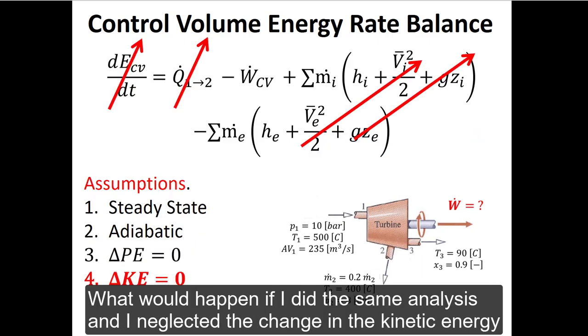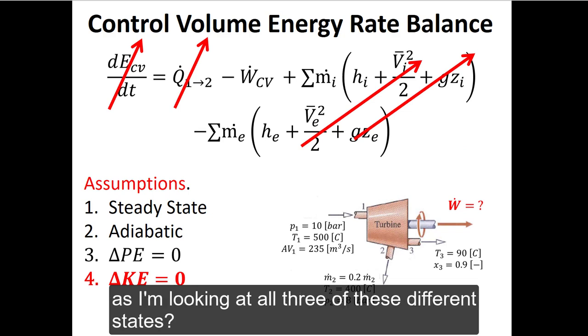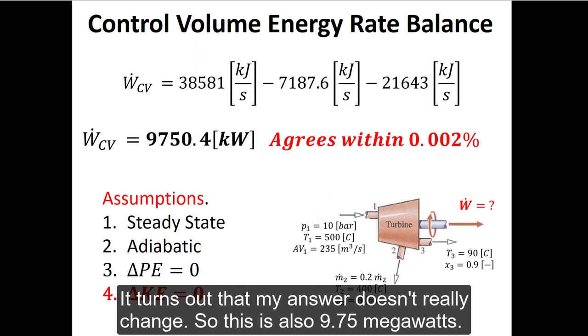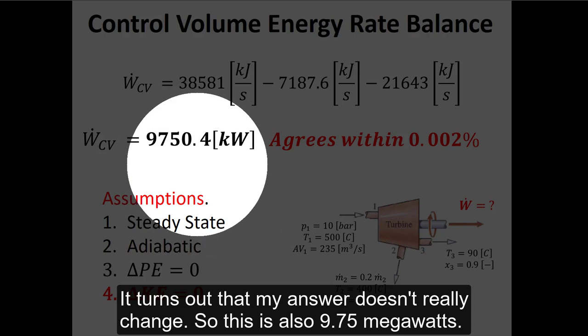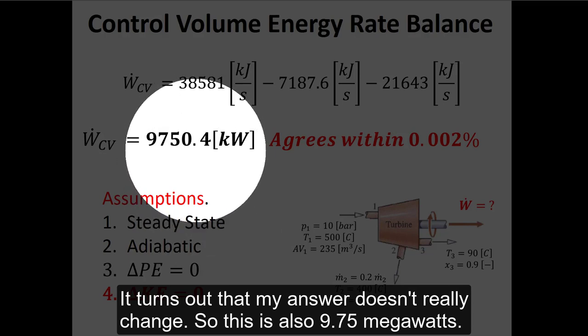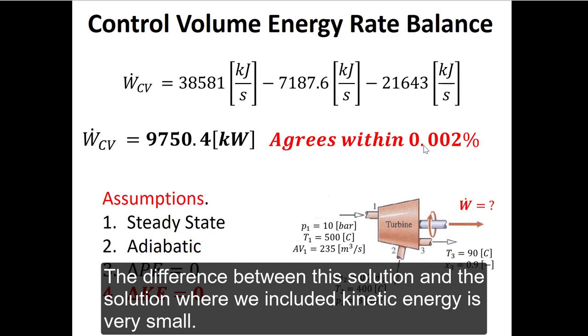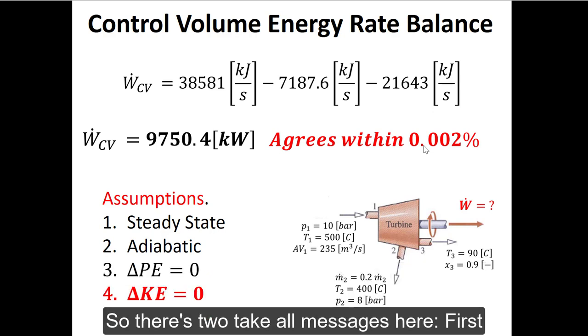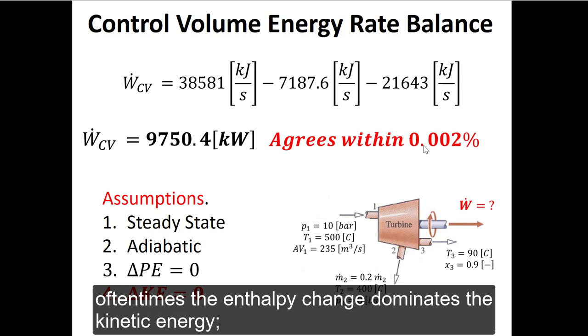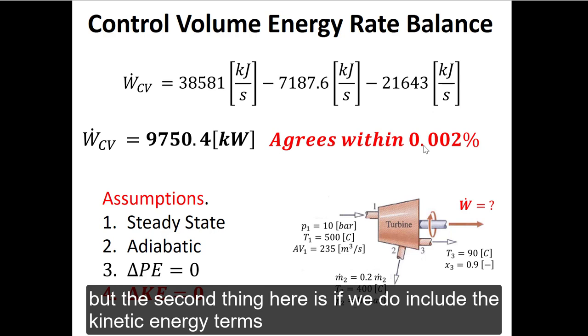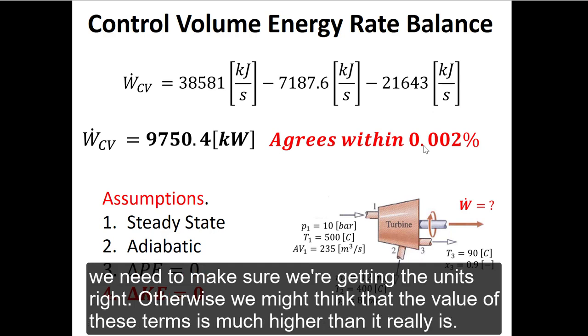What would happen if I did the same analysis and I neglected the change in the kinetic energy as I'm looking at all three of these different states? It turns out that my answer doesn't really change. So this is also 9.75 megawatts. The difference between this solution and the solution where we included kinetic energy is very small. So there's two take-home messages here. First, oftentimes the enthalpy change dominates the kinetic energy. But the second thing here is if we do include the kinetic energy terms, we need to make sure we're getting the units right. Otherwise, we might think that the value of these terms is much higher than it really is.